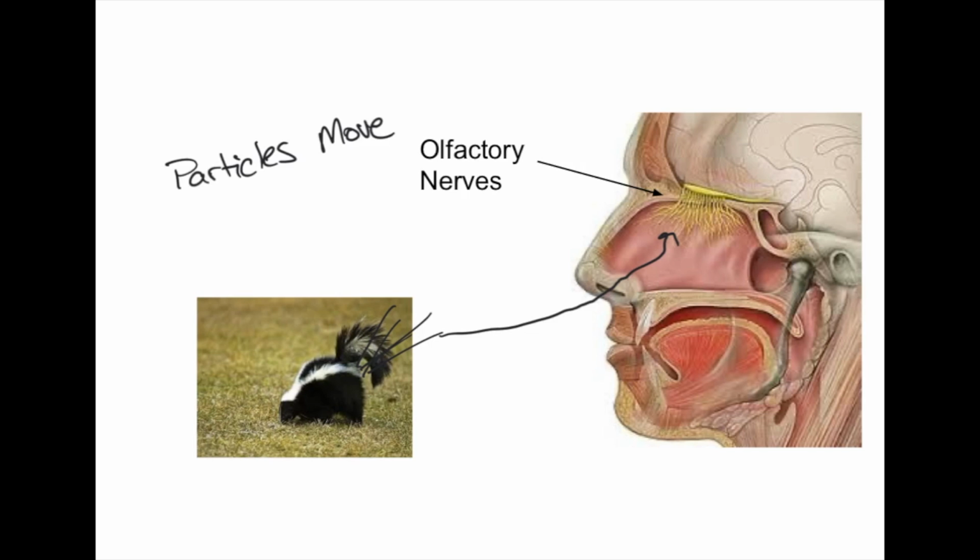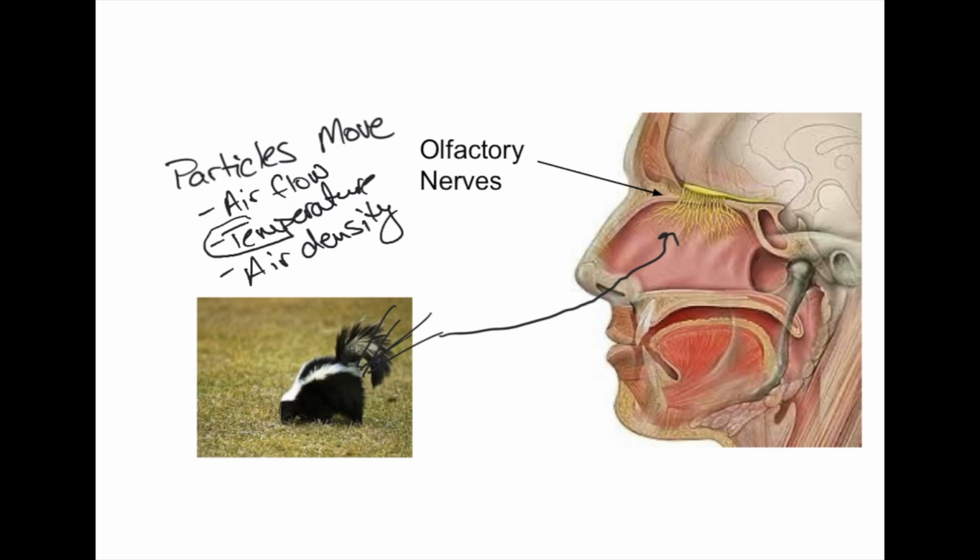And let's start thinking about some things that may cause particles to move at a different rate. Some of those things could possibly be airflow. Some could be temperature. Some could be air density. And what we're going to really focus on is to see if there's a relationship between temperature and how fast these particles move.